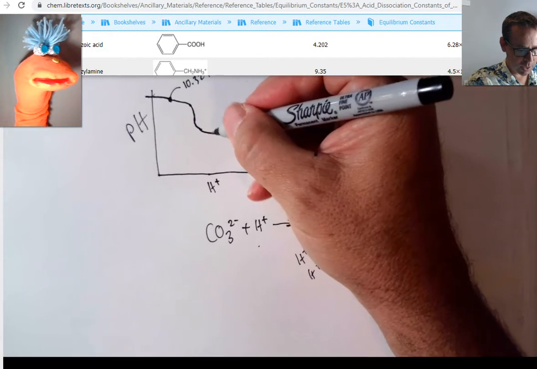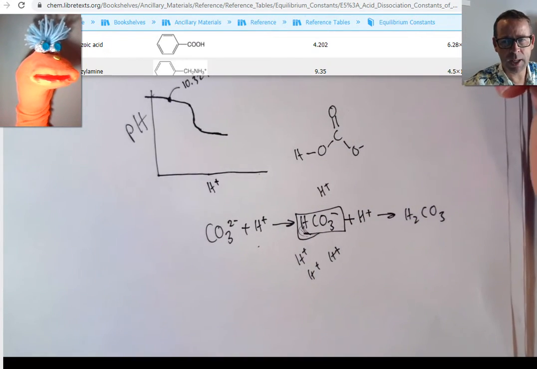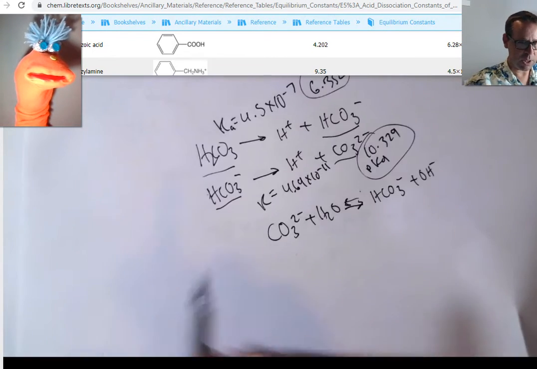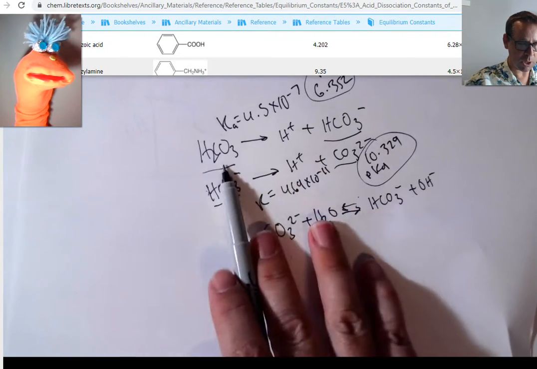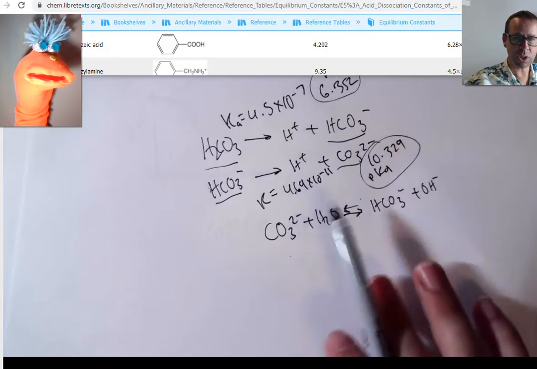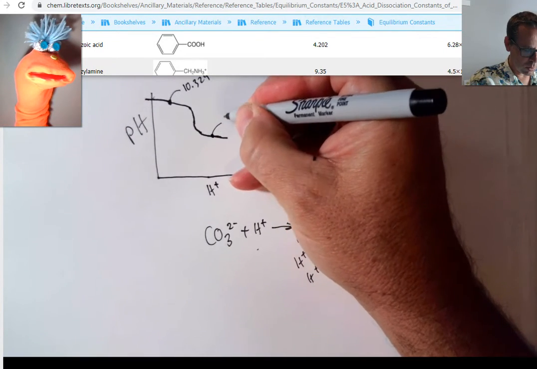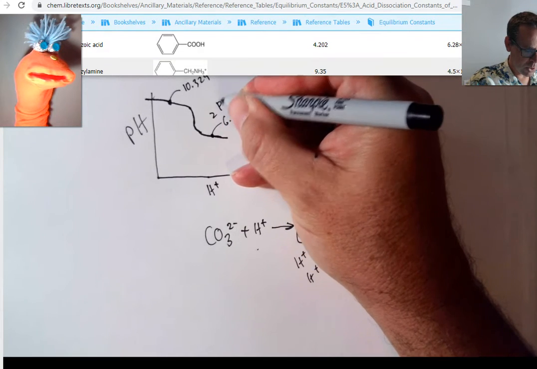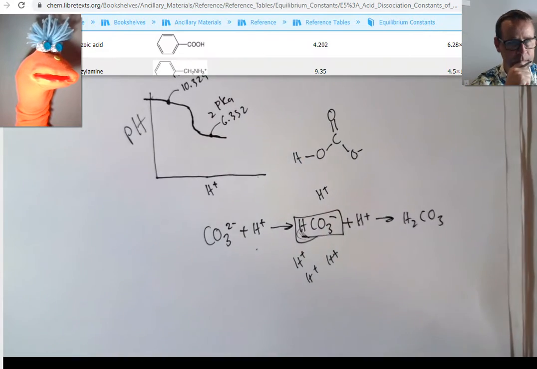once we're halfway done consuming all of our bicarbonate ion, we're going to pass through the pKa for this equilibrium here of HCO3 minus taking a proton to form H2CO3, which is 6.352. That's the second pKa. So this is the first pKa here, and here's our second pKa.